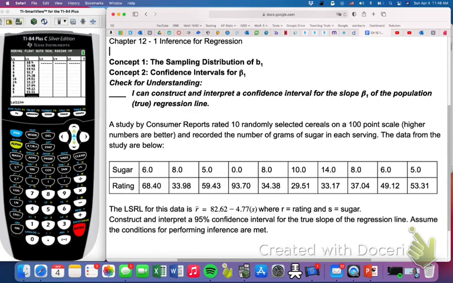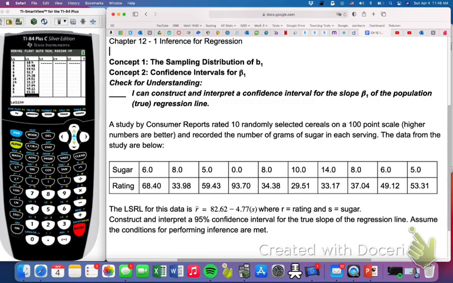So let's dive in. A study by Consumer Reports rated 10 randomly selected cereals on a 100-point scale. Higher numbers are better, and recorded the number of grams of sugar in each serving. The data from the study are shown below. So you have the sugar and then you have the rating.